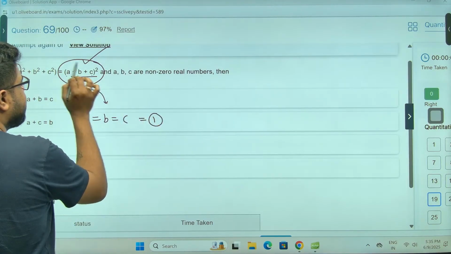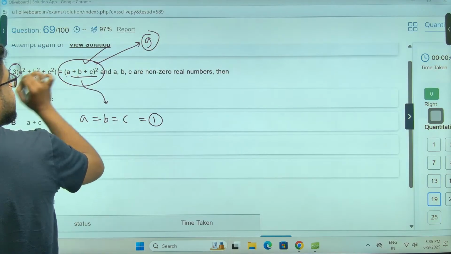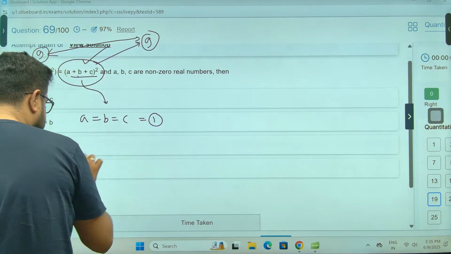So 1 plus 1 plus 1, 3 square, that is 9, sir. 1 plus 1 plus 1 is 3, and 3 into 3 is 9. You see, the equation is getting satisfied. So this must be our answer.